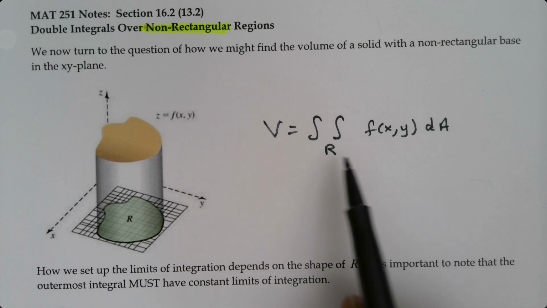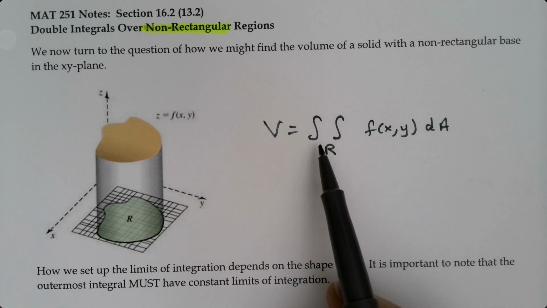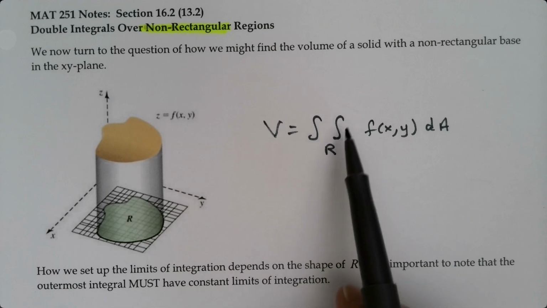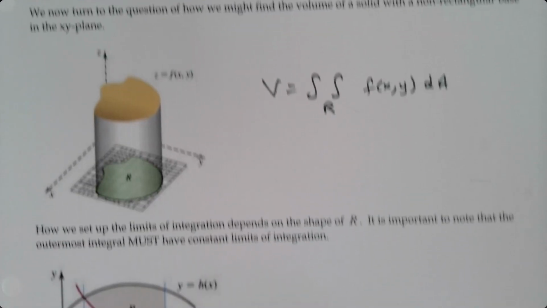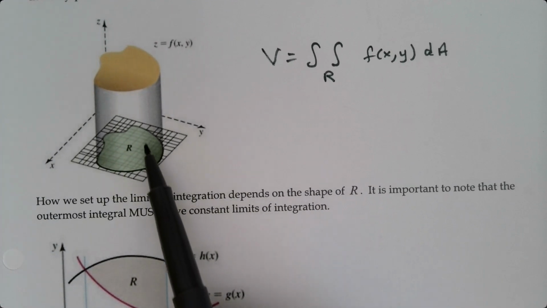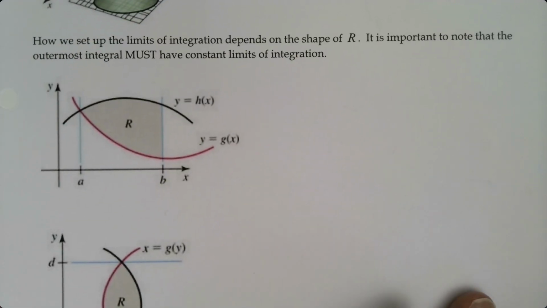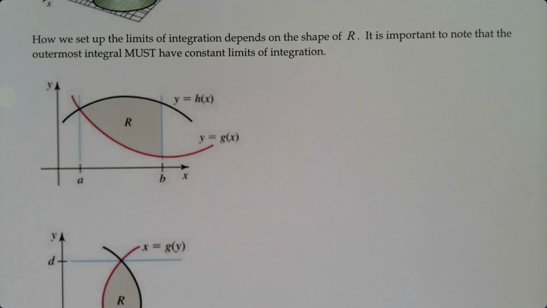Now, when it was a rectangle, the region was really easy to figure because you would have numbers in all four positions for both your x and your y. But it doesn't have to be a rectangle. It could be any region of any shape. So how do we set up the limits of integration? It depends on what that shape is.